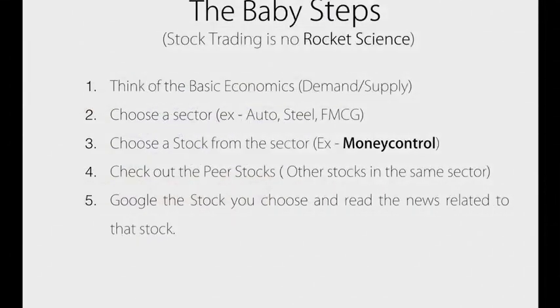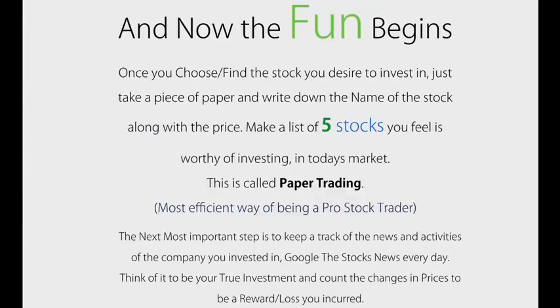Now, once you have completed all the 5 steps that I mentioned here, the fun part begins. All you need to do is, on a piece of paper, write down the name of the stocks along with the price and make a list of 5 stocks you feel worthy of investing in today's market. This is called the paper trading technique. You can choose stocks from the same sector, or from different sectors, based on your assumptions of the economy and how these sectors will perform given the situation of the economy, right?